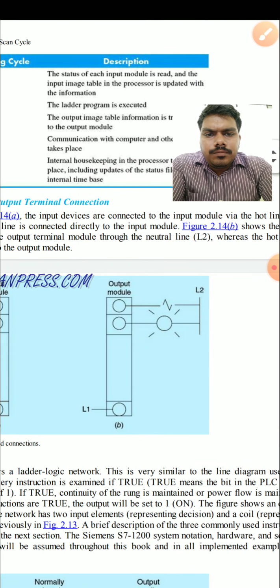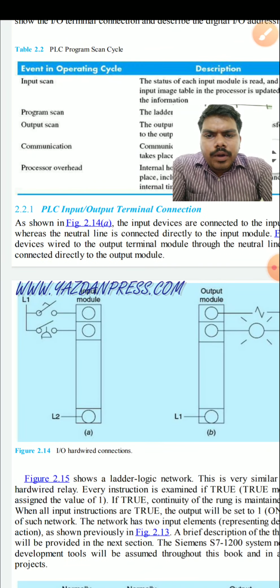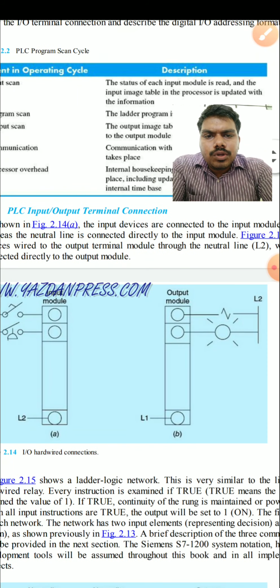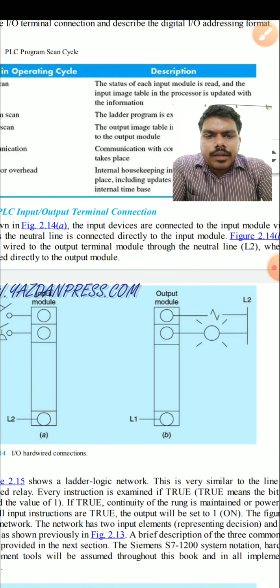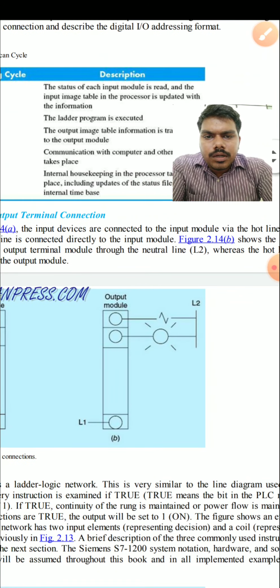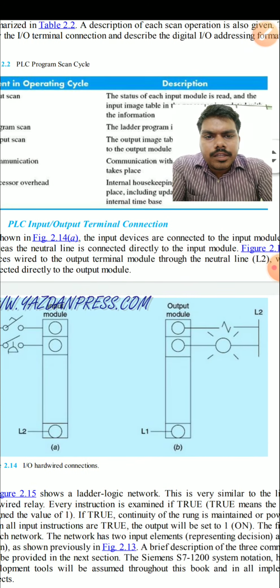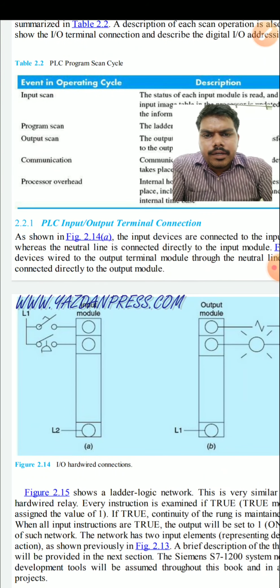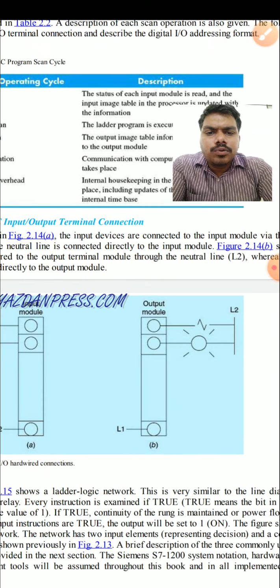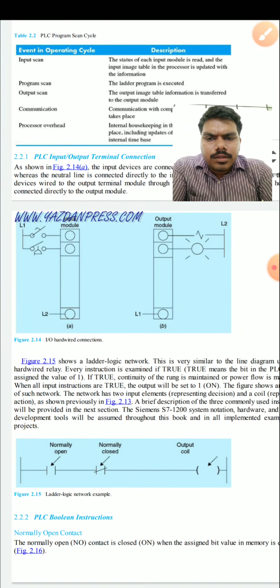The output device is wired to the output terminal module through the neutral L2, whereas the hot line is connected directly to the output module. So for the second output, L1, the hot line, is connected directly to the output module, and through the neutral L2 the output is taken.